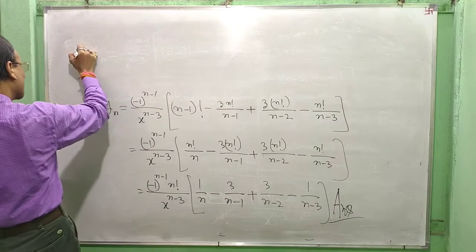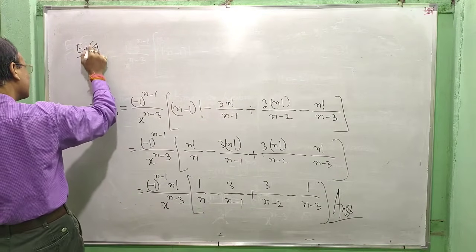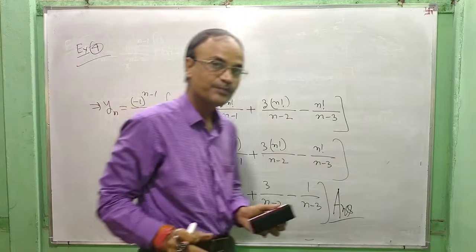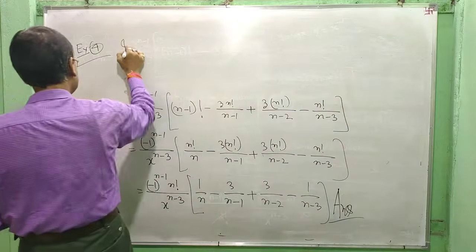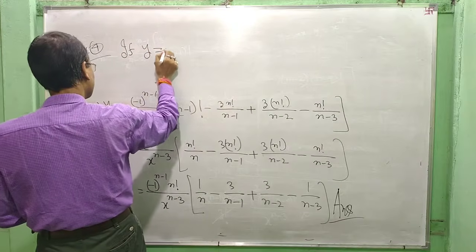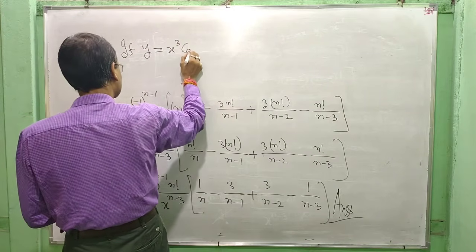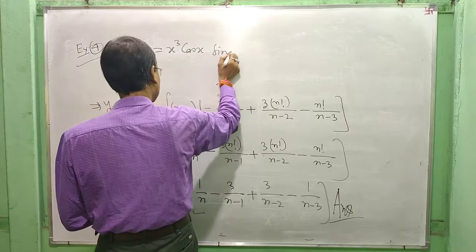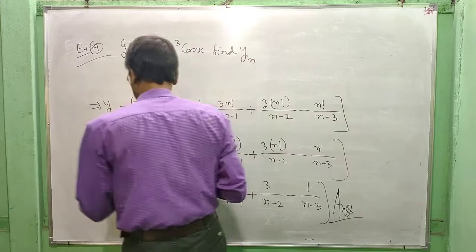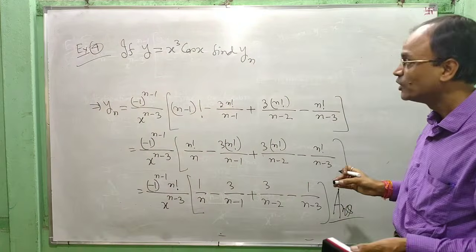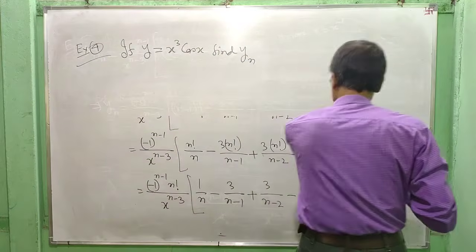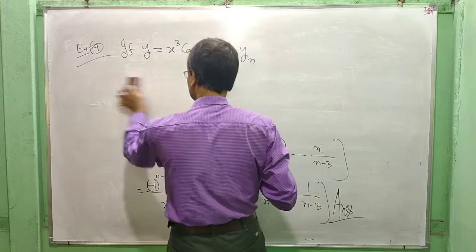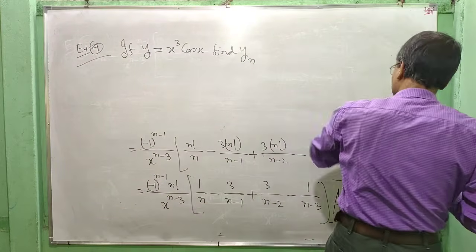Now, example number 4. If y equal to x cube cos x, find yn.